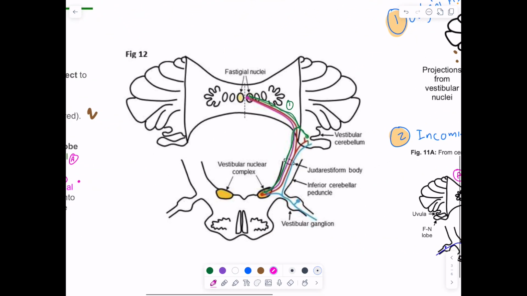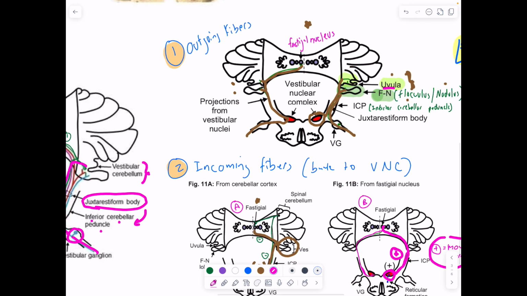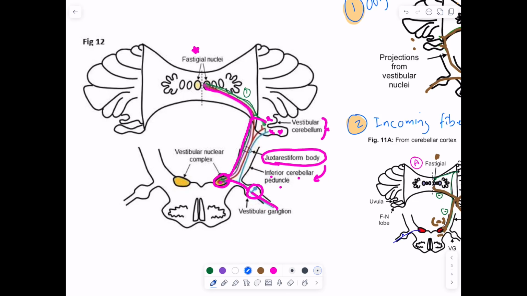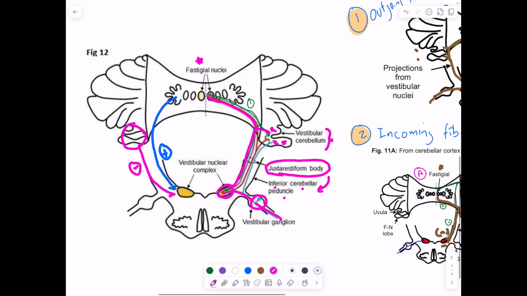All right, and then this is just all of those put together. Vestibular nuclear complex, here we have our vestibular ganglion, so our nerve is coming in, synapses in the complex, then you send out, via the juxtarestiform body that makes up the inferior cerebellar peduncle, an axon to the vestibulocerebellum, which again includes the uvula and then the flocculonodular lobe. Those are located here. And then also send a signal to the fastigial nuclei. In response, the fastigial nuclei will send a positive signal back, and the vestibulocerebellum will send negative, inhibitory signals back.